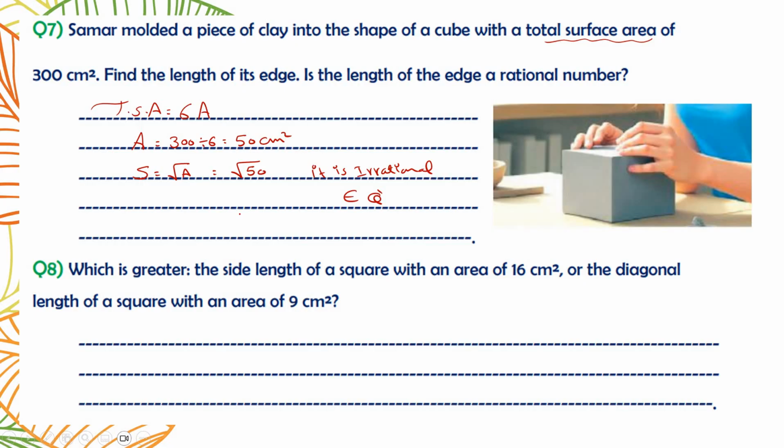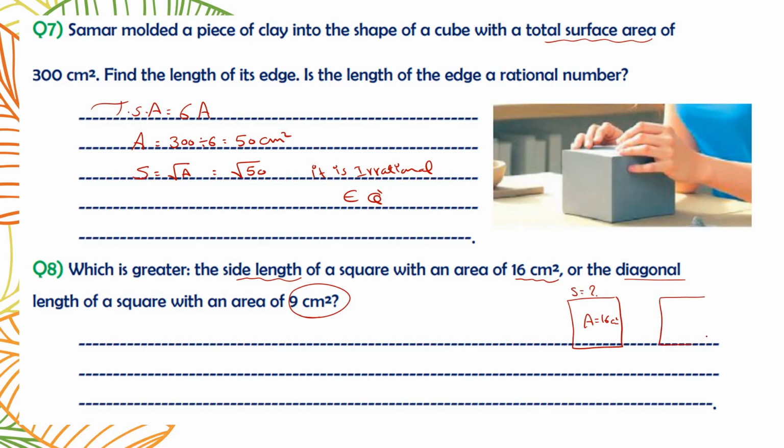So the next problem is: which is greater, the side length of a square with an area equal to 16 centimeter square, or the diagonal length of a square with an area equal to 9 centimeter square? So we want to compare the side length and the diagonal of two different squares. So we have here a square and I gave you the area equals 16 centimeter square, and I want to know what is the side length of it.